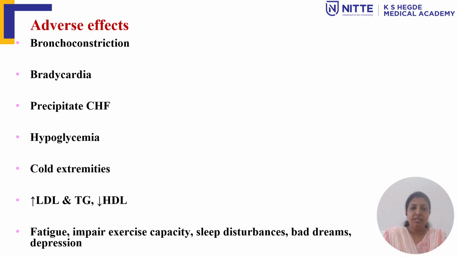The cold extremities is mainly due to the blockade of the vasodilatory beta 2 receptors. It can also produce fatigue and impair exercise capacity by blocking the beta 2 receptor, decreasing the blood flow to the muscles and also by impairing glycogenolysis. It can also produce sleep disturbances, bad dreams, depression, etc.